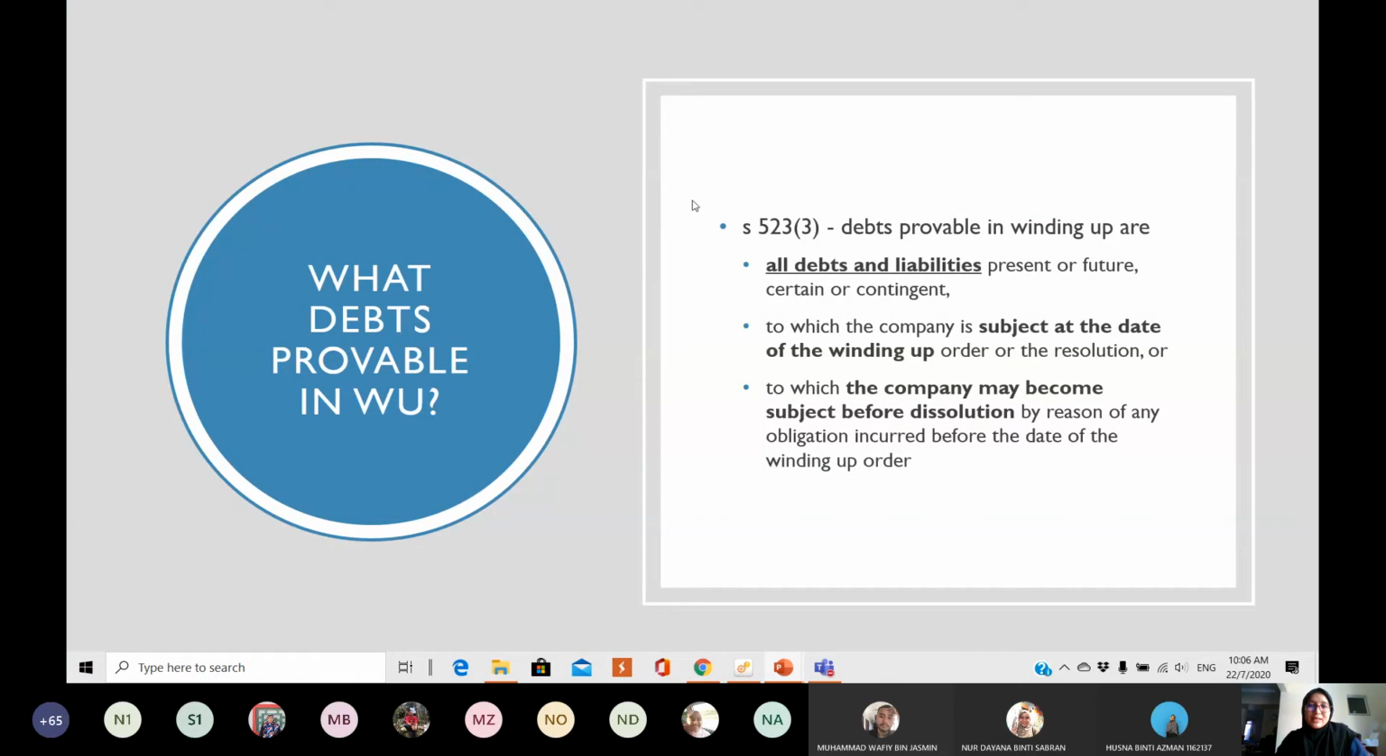Okay, so yang ni pun sama juga. What debts provable in winding up adalah sama dengan debts provable in bankruptcy. That is all debts and liabilities present or future, certain or contingent. So maksudnya mungkin the debts tu is to be paid by the company mungkin next year ataupun mungkin dalam tempoh every month until next year for example. So it's future lah. Okay, this is still to be proven by way of proof of debt.